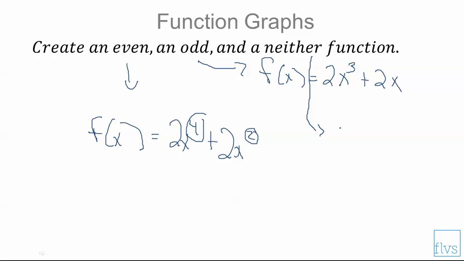And then for neither, I can just mix them. I can say f of x is equal to 2x to the third plus 2x squared. I've got an odd and an even, so this one will be the exact opposite, and this one will be the same, so that would be neither. So when you do this type of essay question on your assignment, you will need to explain algebraically and show that you put that negative x in there to prove that it actually is even, odd, or neither. And that should help you get going with this assignment.